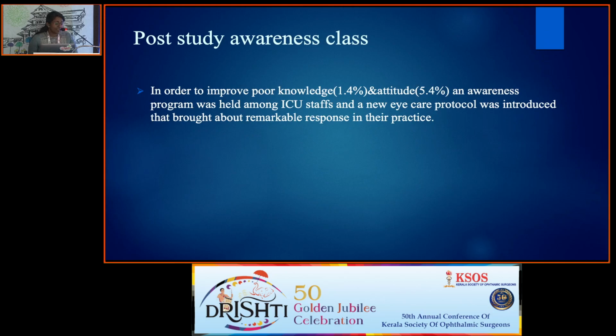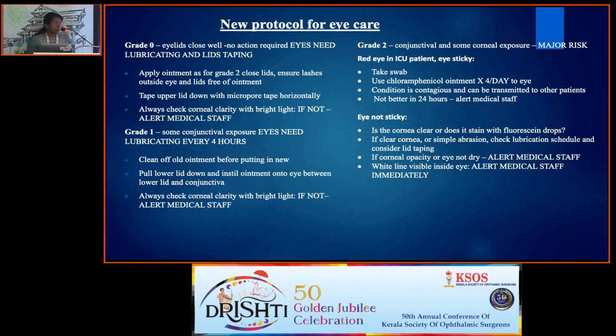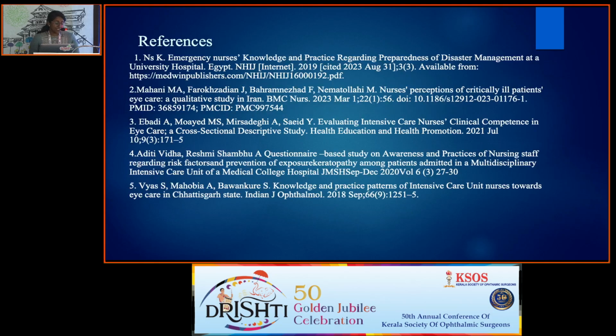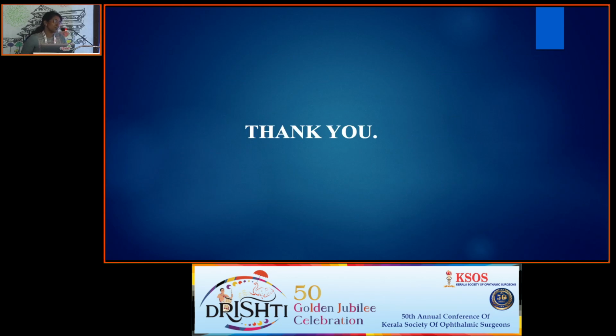Now, post our study, an awareness class was held in order to improve the poor knowledge and attitude. And here is a new protocol, which includes grade 0, 1, and 2, along with its treatment approach. Now, here's the conclusion. Ocular complications can occur in a large number of ICU patients due to a lack of awareness, which leads to a delay in the identification and management. A clear protocol can improve the quality of eye care in these patients. Here are the references. Thank you.